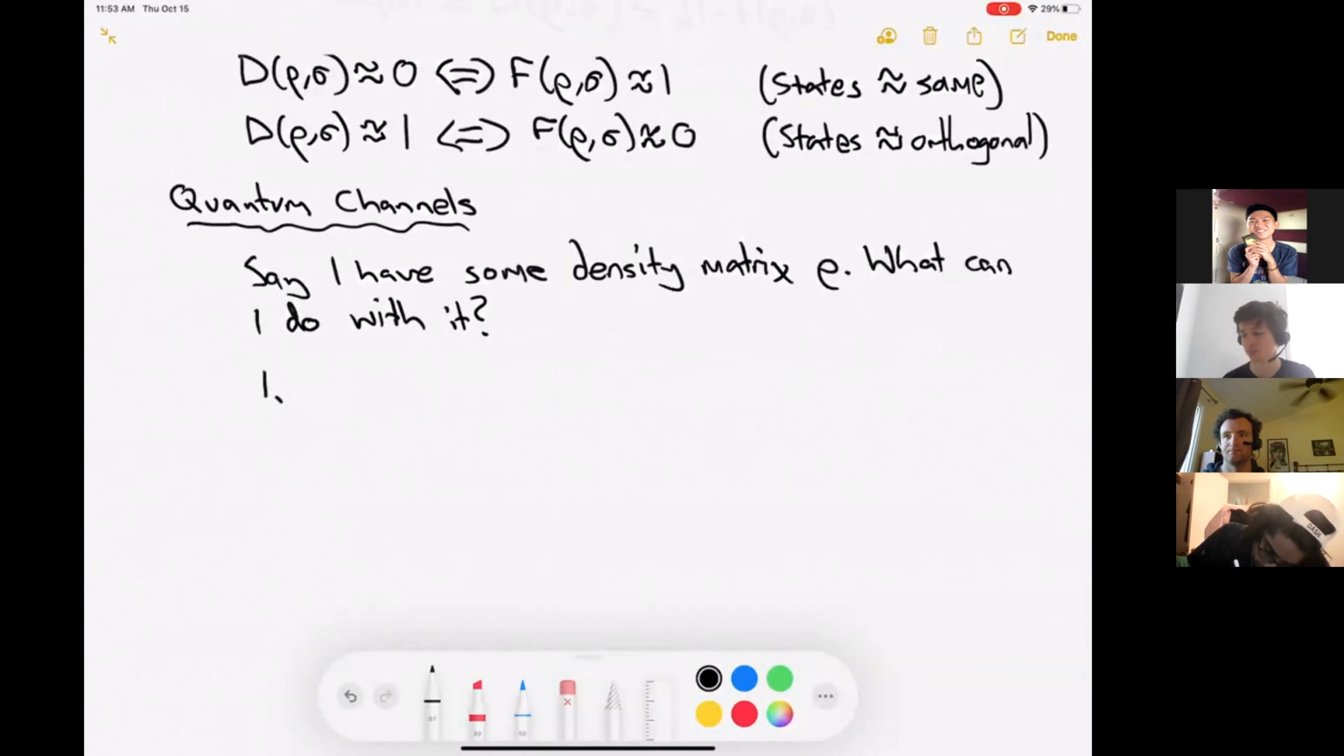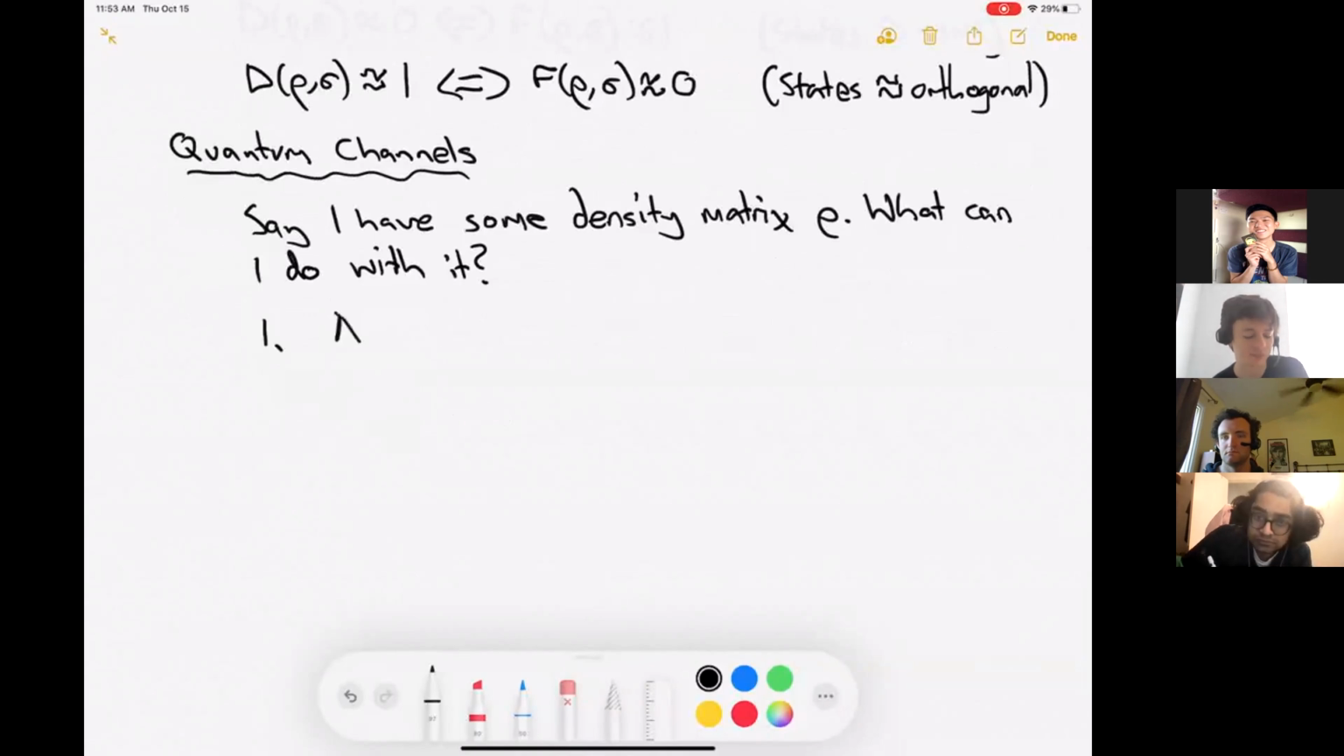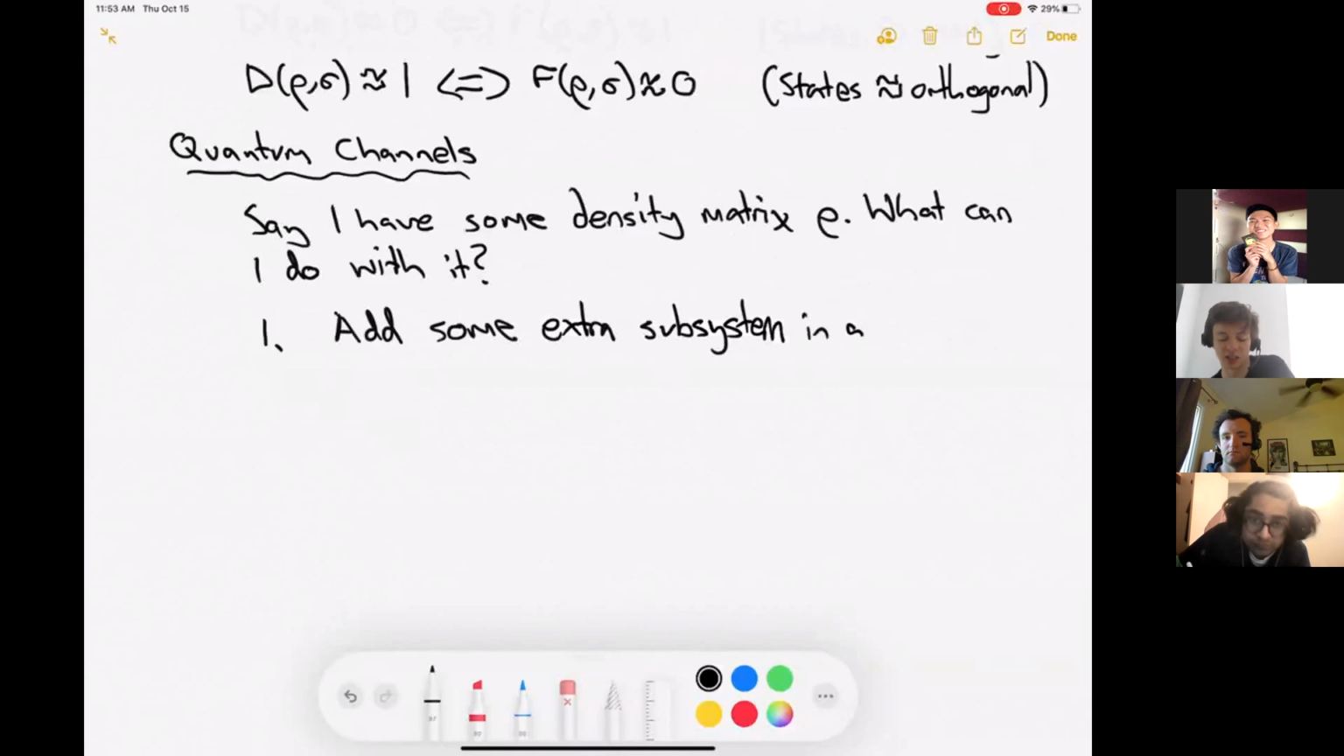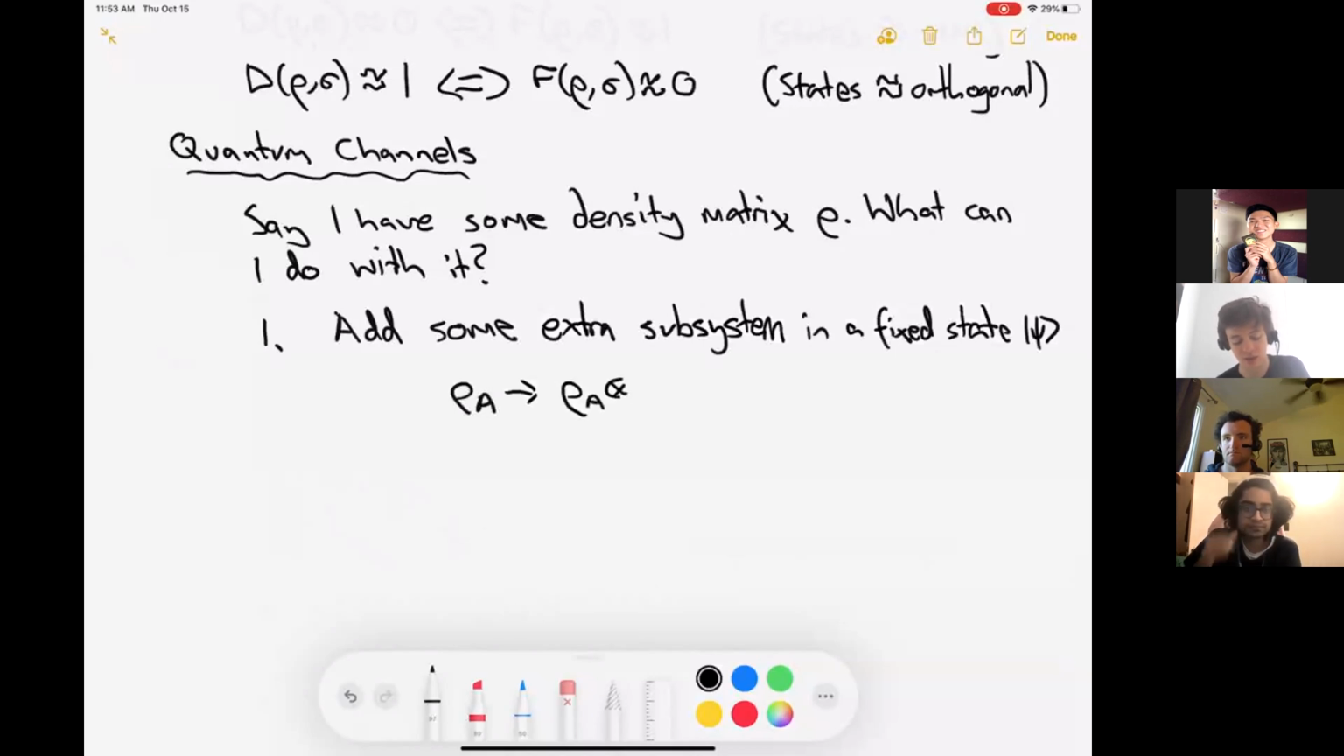The first thing that we can do is that we could imagine adding in some extra system just in a fixed state psi. We want our only input to this thing to be the density matrix, so we don't want to allow the state of this extra subsystem to depend on the input in any way. But we could add in some extra fixed state so that our original density matrix, rho A, goes to rho A tensor psi psi. And again, I'm going to call that system R.